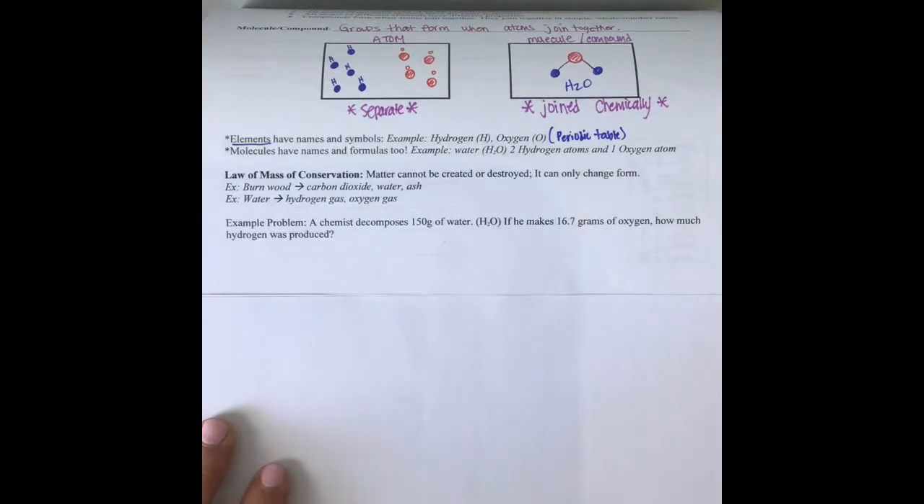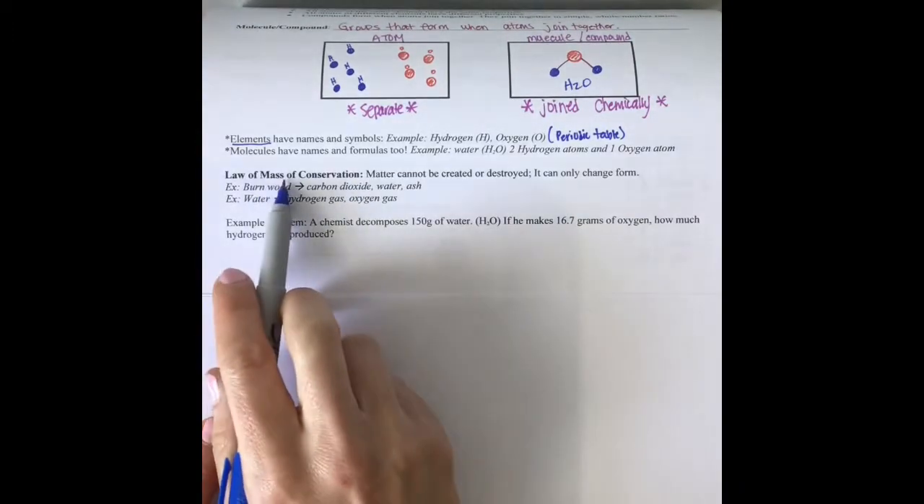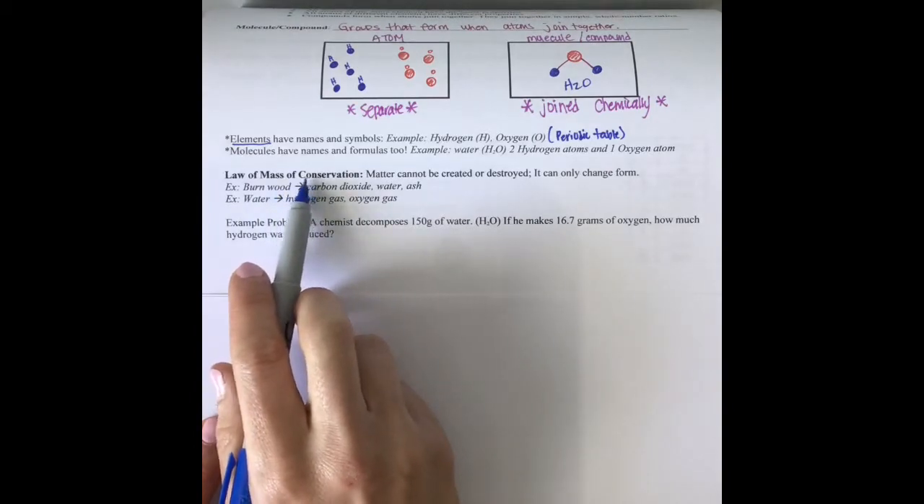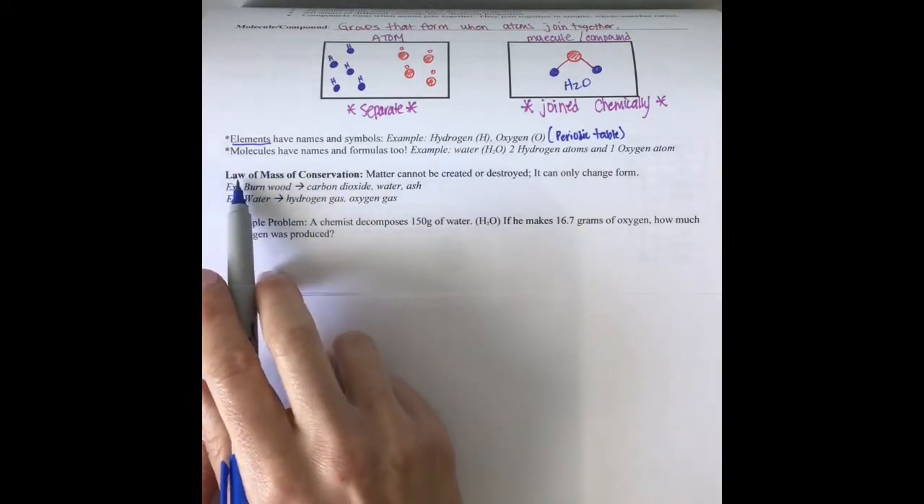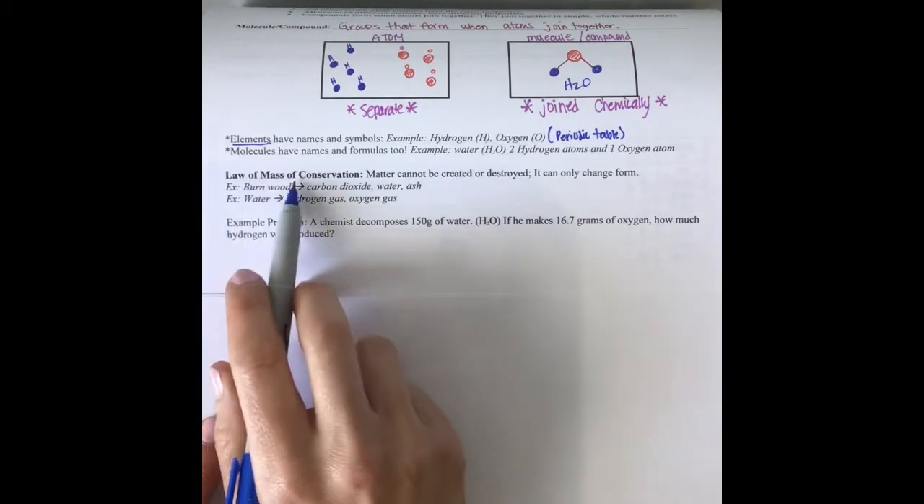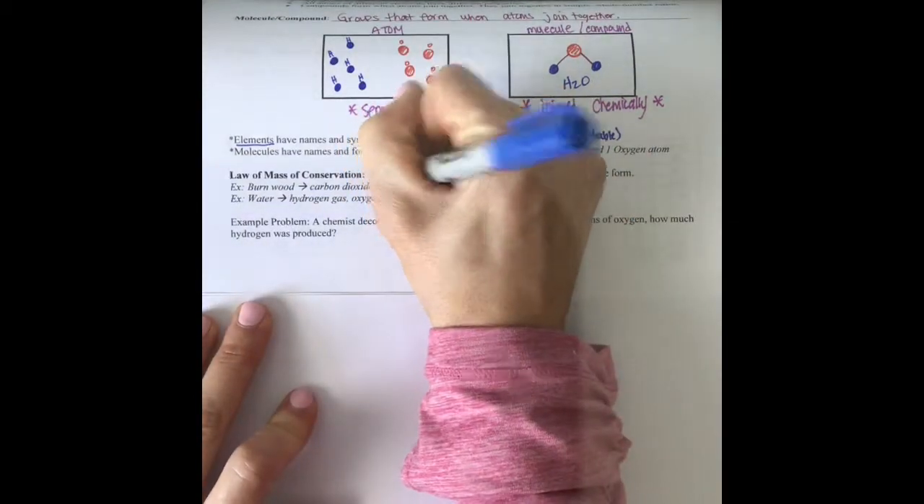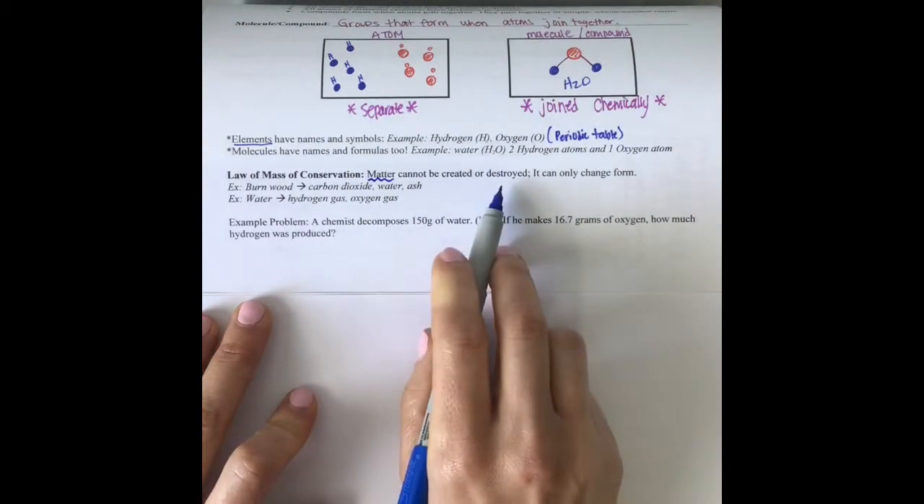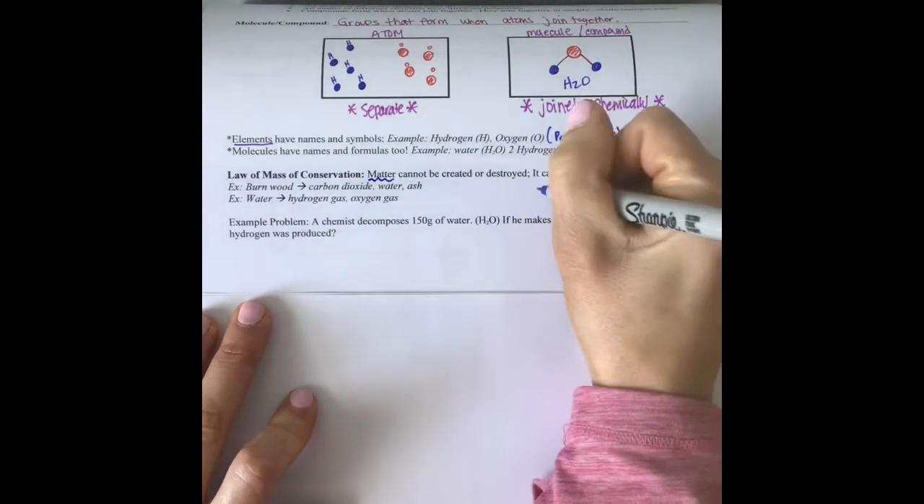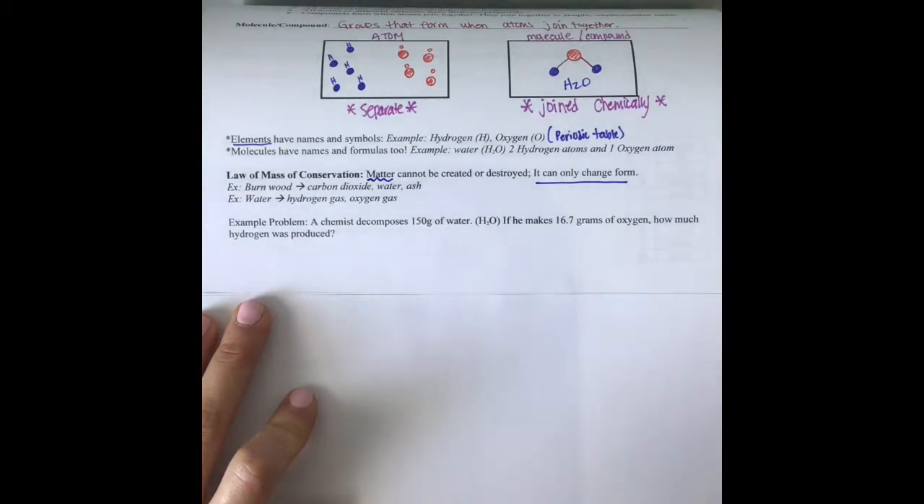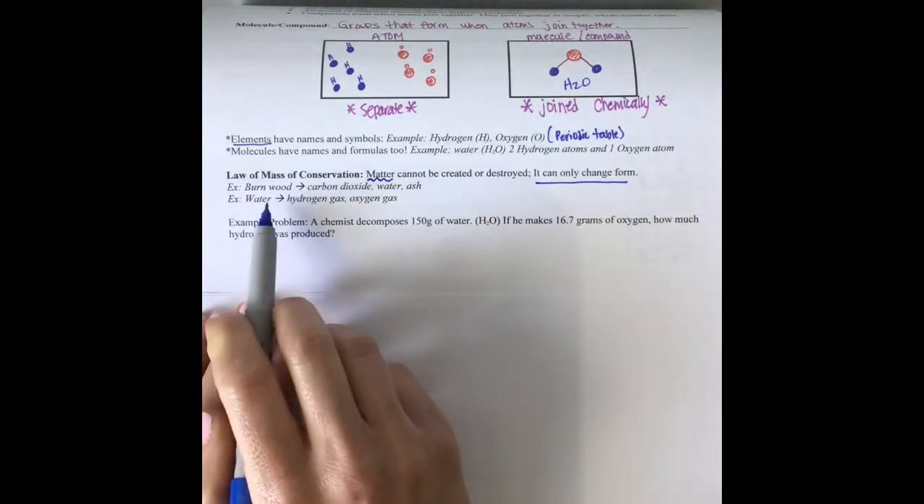As you are reading through this unit, you probably noticed that they touched on the law of conservation of mass. This is very, very similar to that first law of thermodynamics. It says matter cannot be created or destroyed. It can just change form. And that's very similar to energy not being created or destroyed. It just changes form. Okay, and here I gave you some examples.